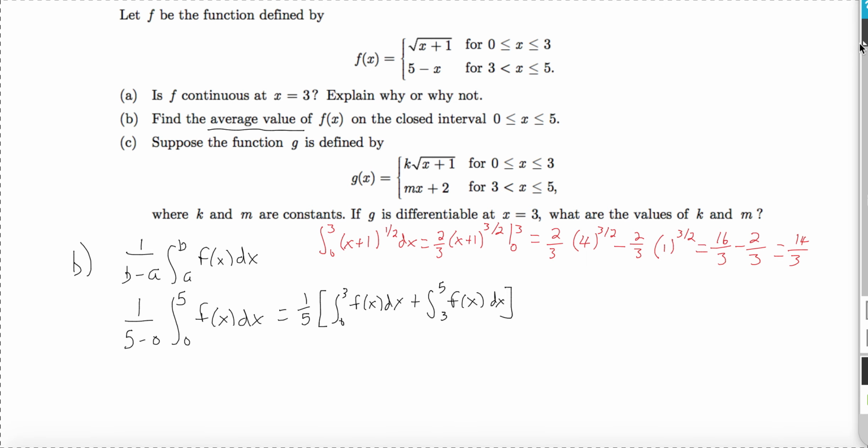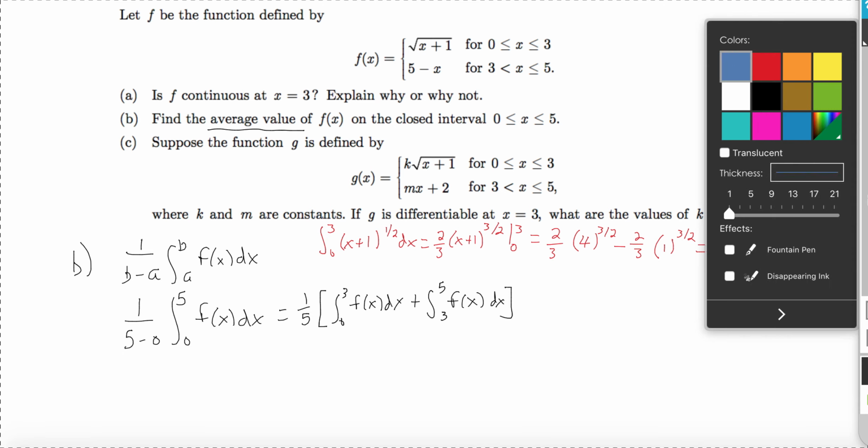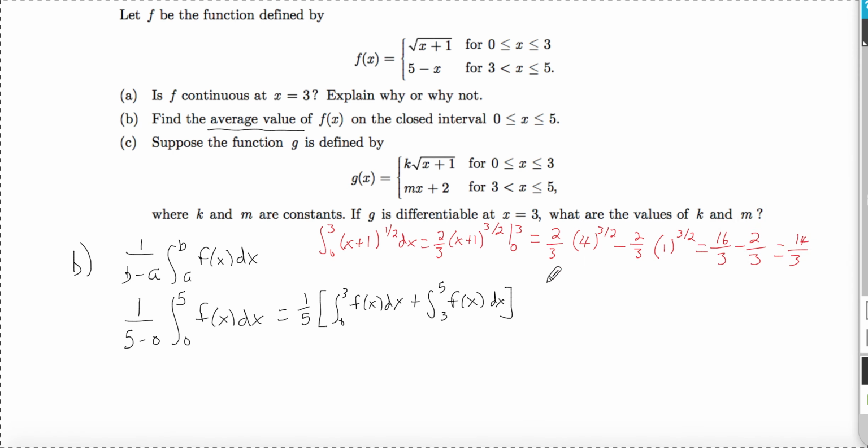All right. I also need then to find the integral from, not 0, from 3 to 5. The integral from 3 to 5 of f of x dx. From 3 to 5, it follows 5 minus x dx, which is, when I take the antiderivative, 5x minus half x squared, evaluated from 3 to 5.